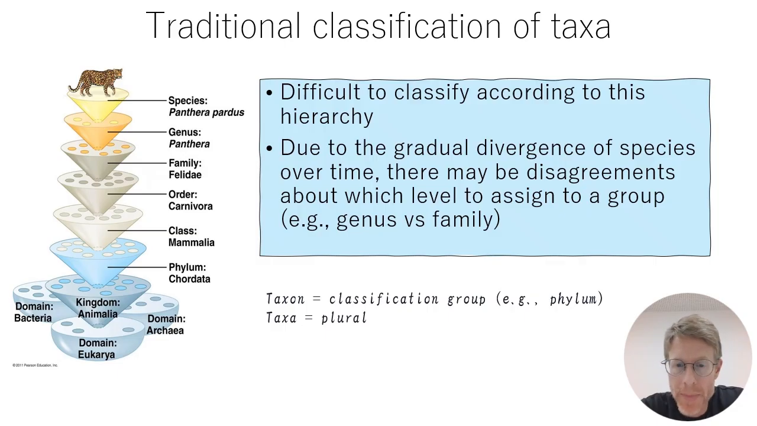One little vocab thing, a taxon is a group. So domain, phylum, class, order, and so on. Those are all taxa. Taxa is just plural for taxon. And that's what that word means. So it's difficult to classify this way, and there often isn't a reason for doing things.